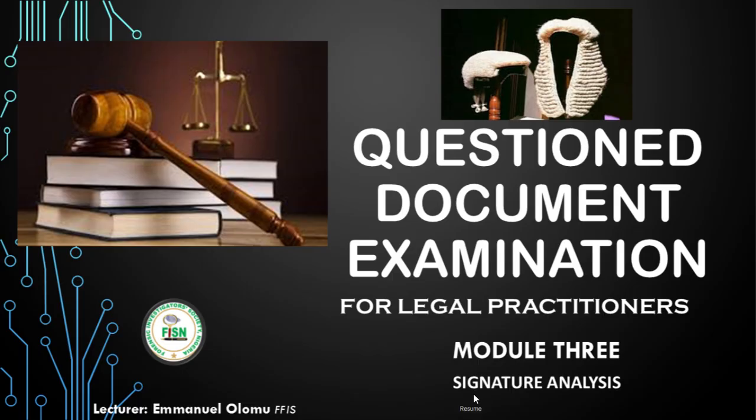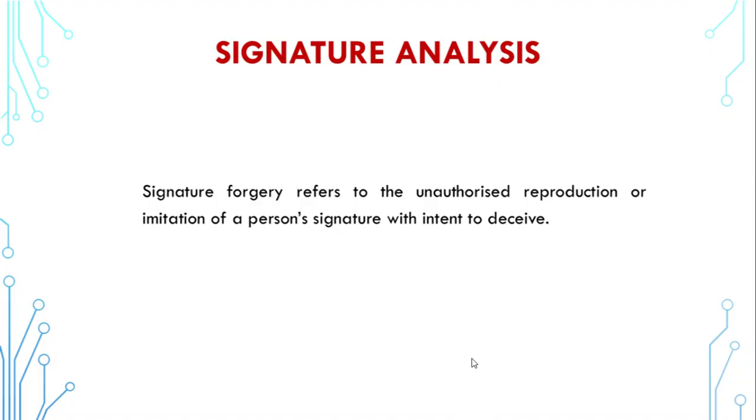Signature analysis is the forensic process of examining and comparing signatures to determine if they are an unauthorized reproduction or imitation of a person's signature with intent to deceive. Let us take note of two keywords there. The first is unauthorized reproduction, unauthorized, and the second one is intent. So before you can say a signature is forged, there must be an unauthorized reproduction.